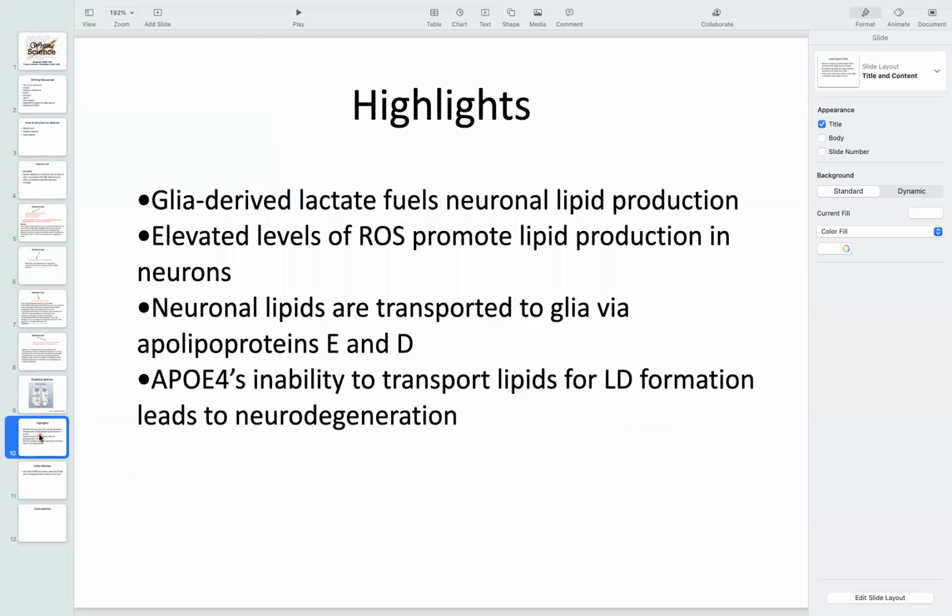Now another thing is the highlights. So here in Cell Press papers, they used to make a graphical abstract. Then after that, they highlight the important points. So in the paper that I showed you before, after the graphical abstract, these are the highlights. Like here it is written, glia-derived lactate fuels neuron metabolism, neuronal lipid production. These are all highlights, important points or main points in the paper.